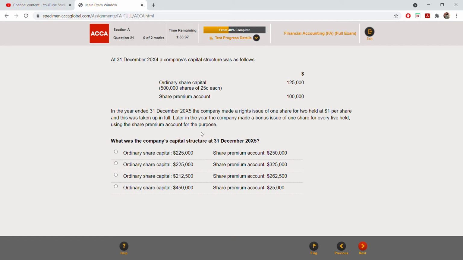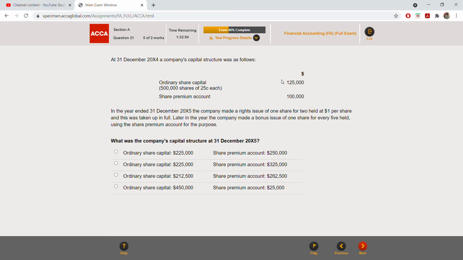You have to draw a T account. For that, you have to individually find the ordinary share capital and the share premium account. Let us first start with the ordinary share capital. It starts with 125,000 and then they say the rights issue. Rights issue was made of 1 share for every 2 held. That means divide this by 2. So it will be 62,500. So add that 62,500 to 125,000.